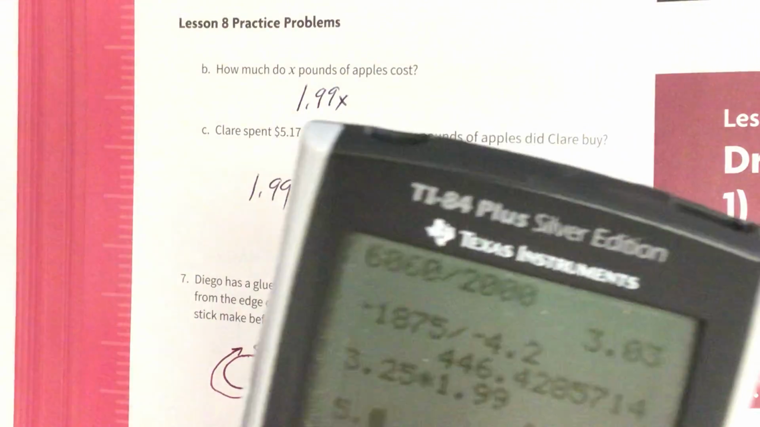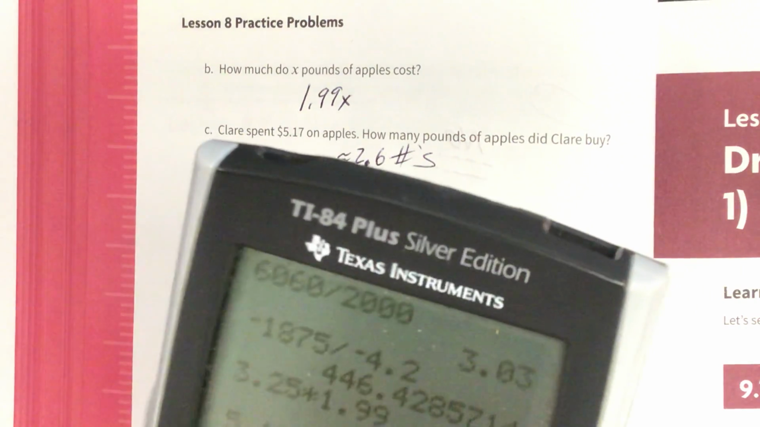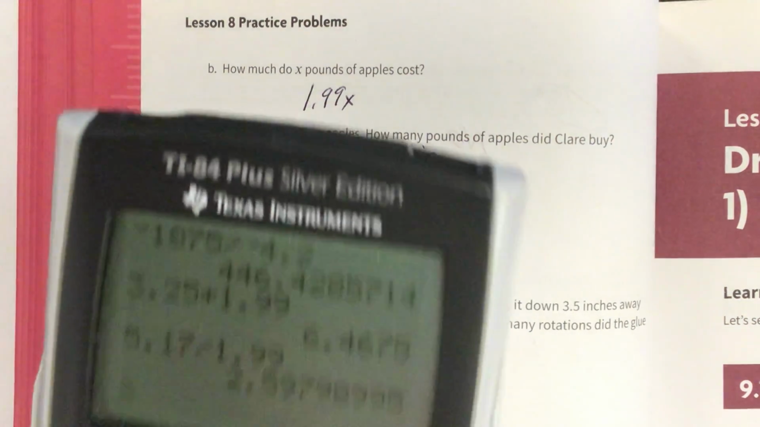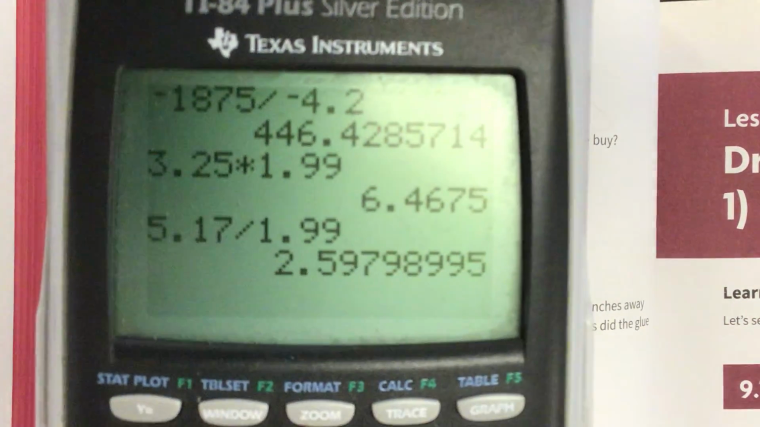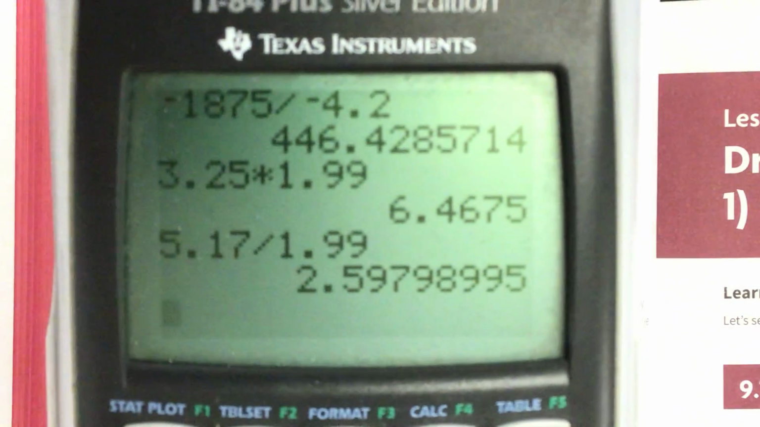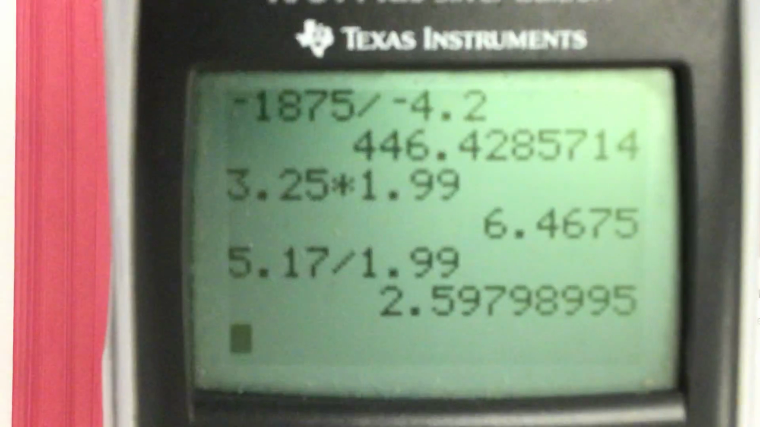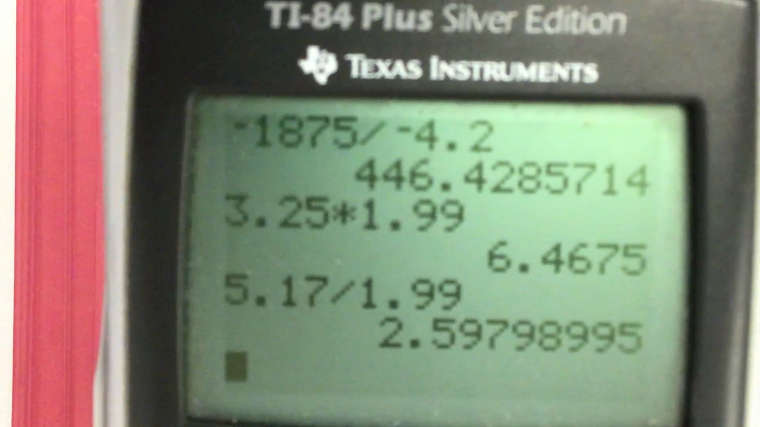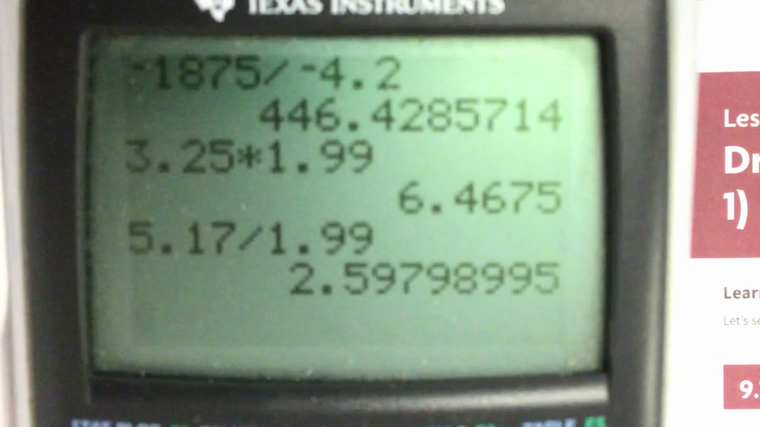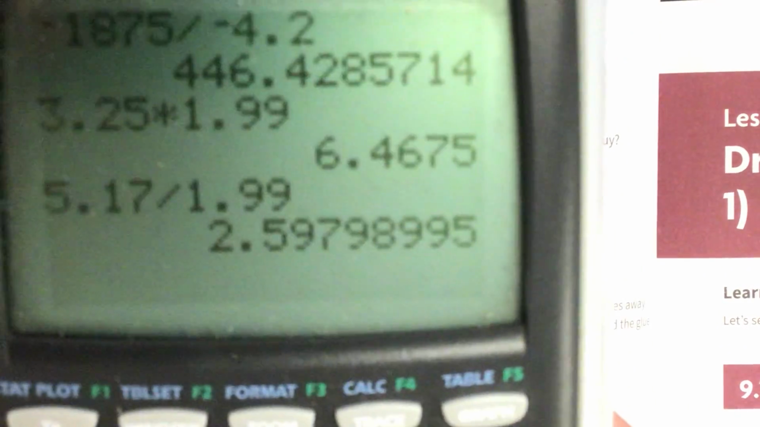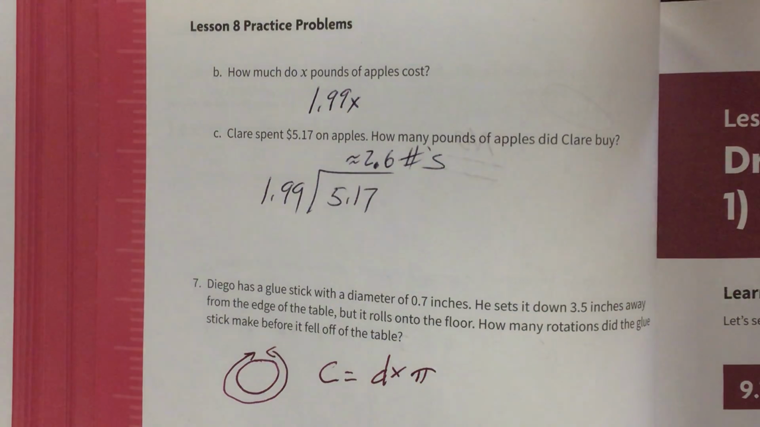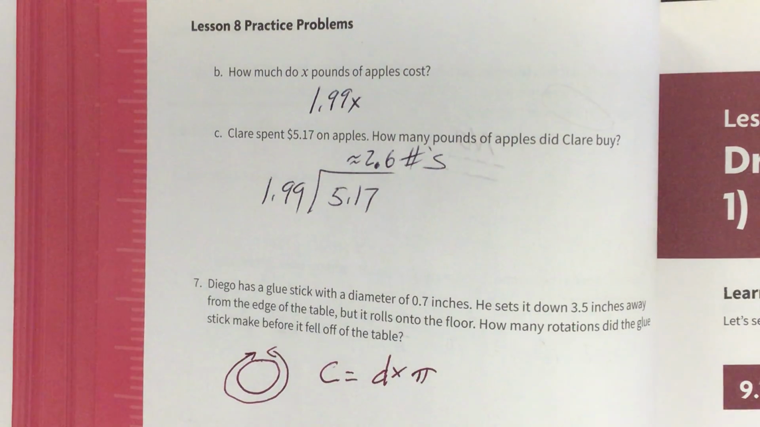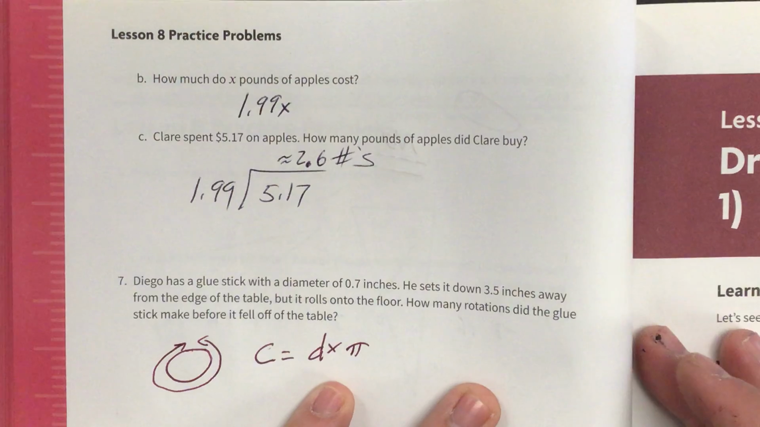I mean, that's pretty close. Let's see what we actually get here. Yeah, it's 2.597, so 2.6 would probably be better. The 9 would definitely round that up. But I would still count it. That's fine.